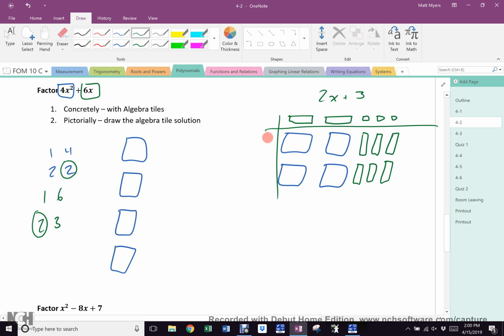What's this? X. What's this? X. 2x. So what are my factors? 2x and 2x plus 3. And I can easily check: 2x times 2x is 4x squared. 2x times 3 is plus 6x. I've made a rectangle and I'm good to go. Is everybody good?